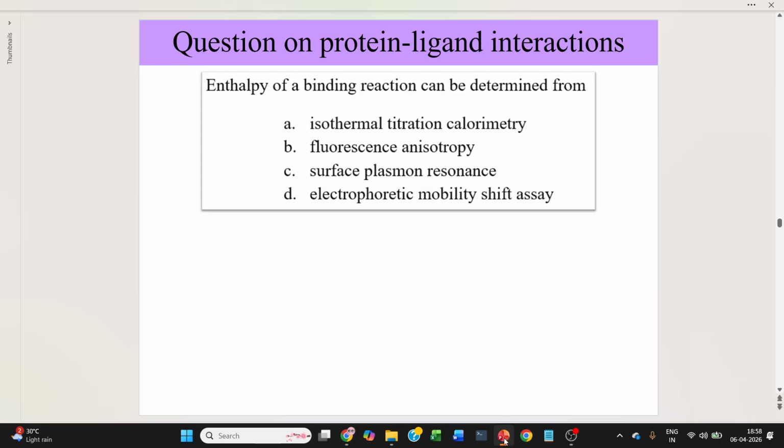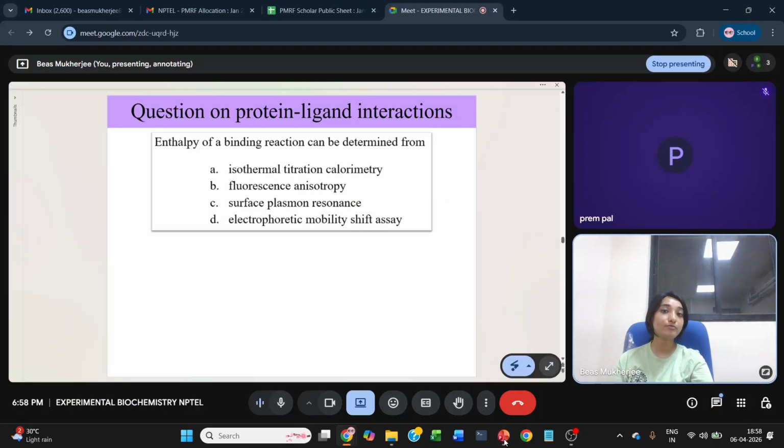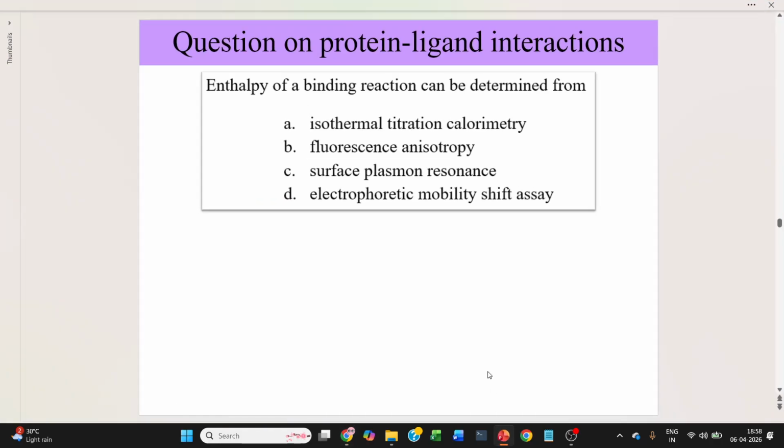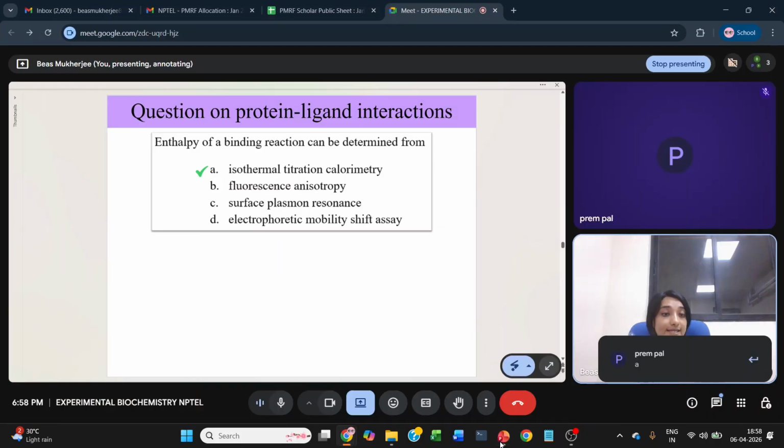Now we have another question. Enthalpy of binding reaction can be determined from. This is a relatively direct question. Isothermal titration calorimetry, fluorescence anisotropy, surface plasmon resonance, electrophoretic mobility shift assay. A, exactly. Enthalpy of binding means anything regarding temperature, and that is given by isothermal titration calorimetry.